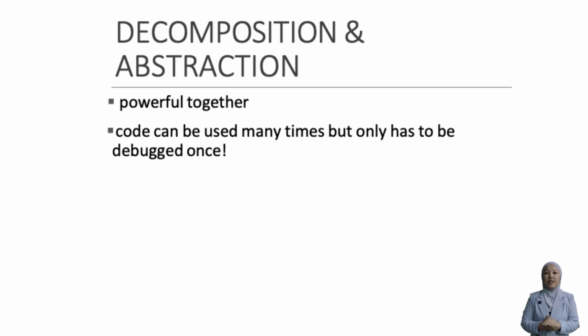Let's bring it all home. Decomposition and abstraction are powerful individually, but together they are transformative. Decomposition lets us divide a problem into bite-sized pieces. Abstraction lets us forget the details of each piece once it's built. The glorious result? Code can be used many times but only has to be debugged once.